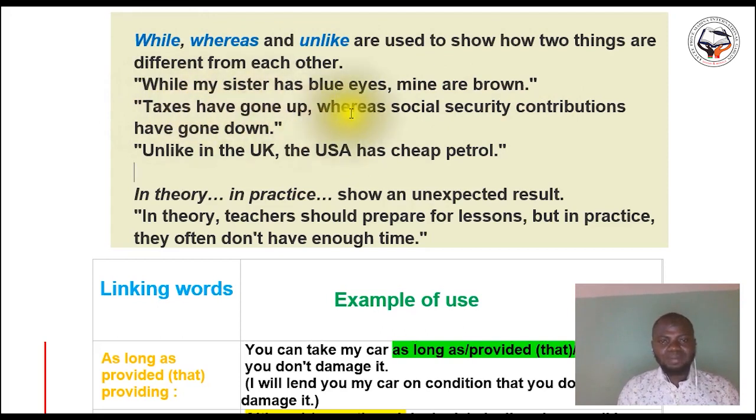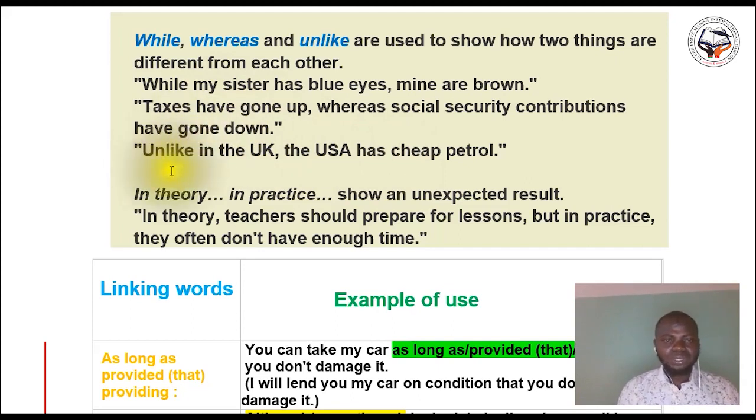Taxes have gone up, whereas social security contributions have gone down. Here it is something like an opposite. So here it is something like a contrast, if you want, a difference.